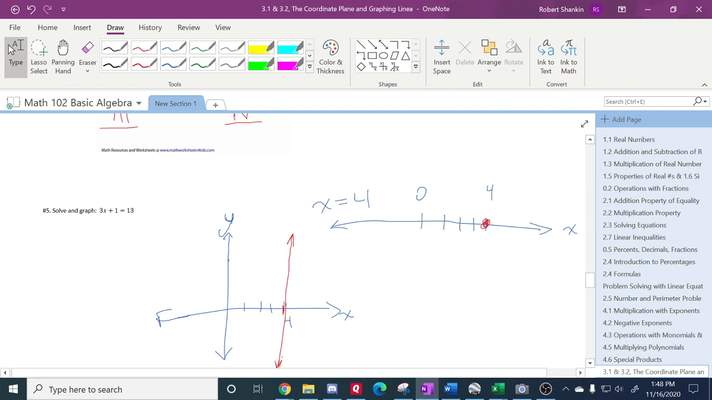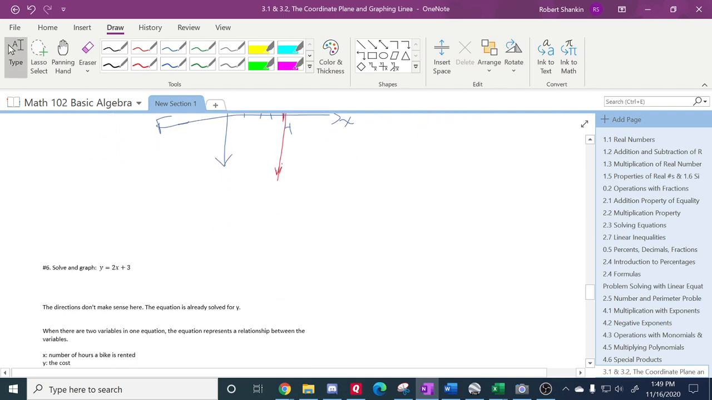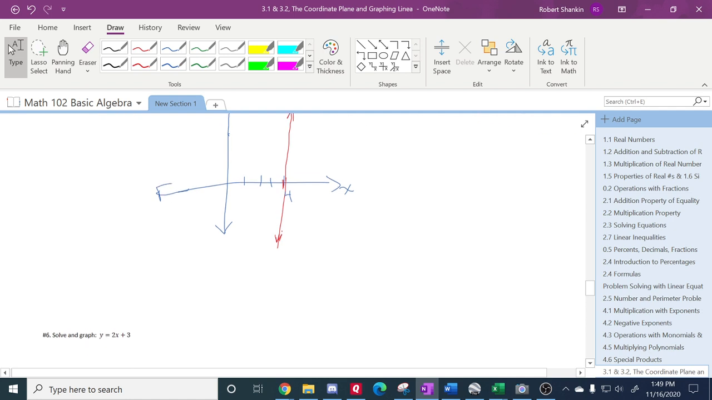So the main thing that we're focusing on now is probably this. If you solve a normal equation and graph it, you would just get a single dot on the number line. Now, let's go to this one. Solve and graph y equals 2x plus 3.